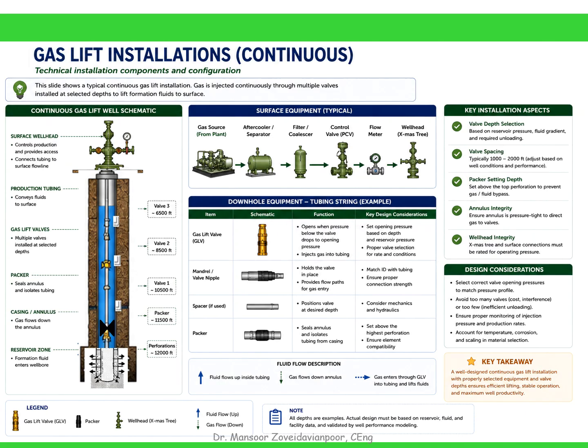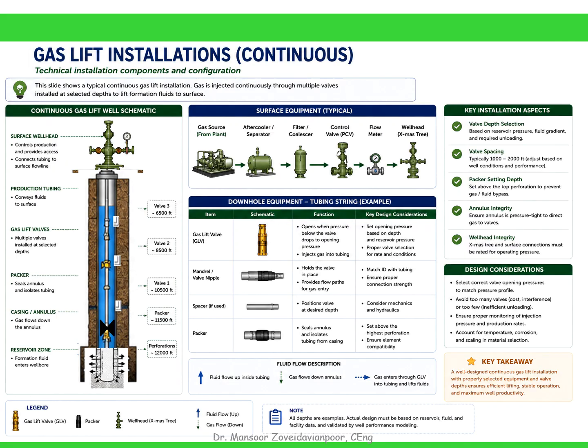The operating valve is usually the deepest active valve because deeper injection generally provides better lifting efficiency and greater reduction in hydrostatic pressure. Inside the tubing, the injected gas mixes with the produced fluid. This creates a lighter gas-liquid mixture, reducing the overall fluid density and allowing the reservoir to lift fluids more easily to the surface.